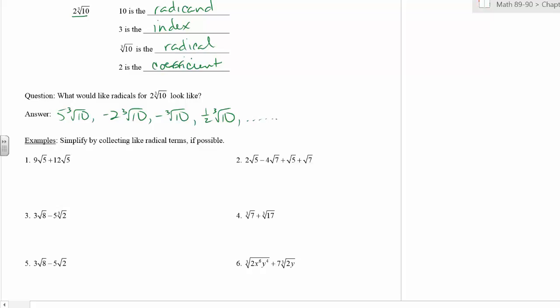So one of the things that I want to say is that in order to add or subtract, we need like radicals. So that's why we're spending some time defining this. So you have to have like radicals just like you have to have like terms to add and subtract. Okay, so let's get started here.